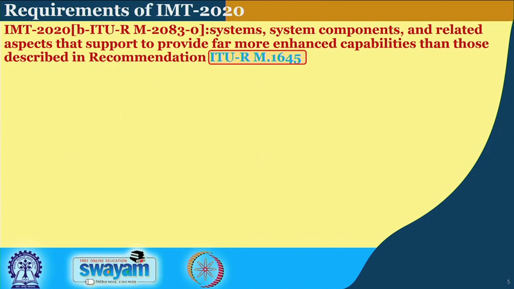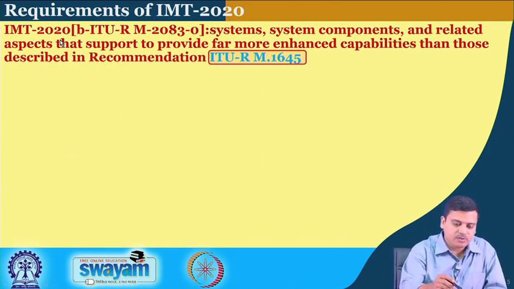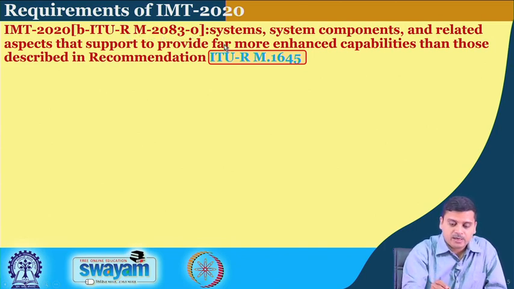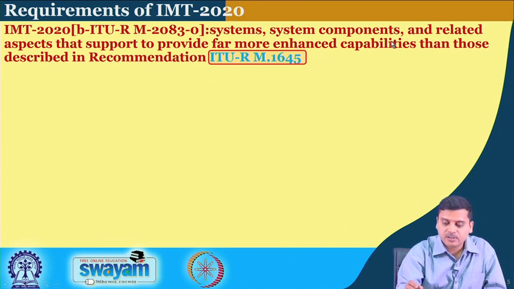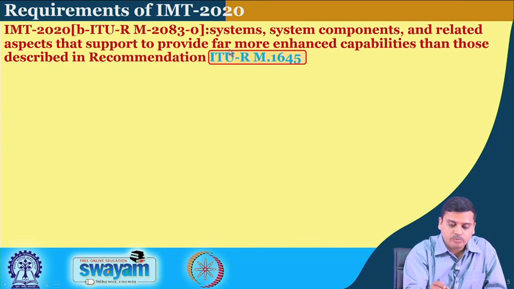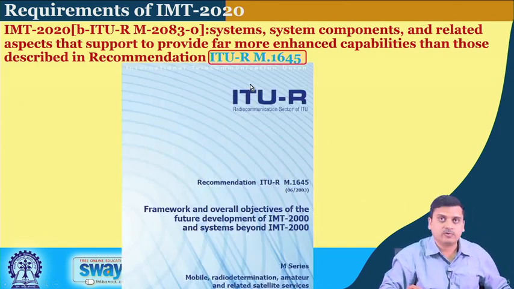The IMT 2020 is described in the document M.2083. It covers the systems and system components and related aspects that support providing far more enhanced capabilities than those described in IMT recommendation M.1645.